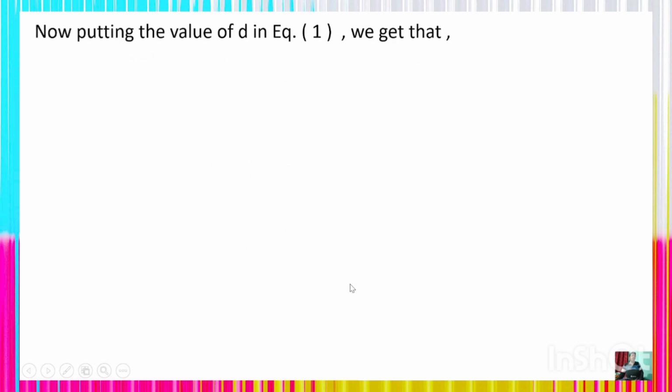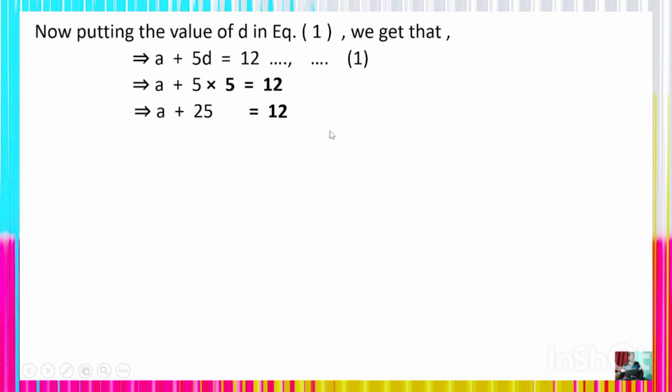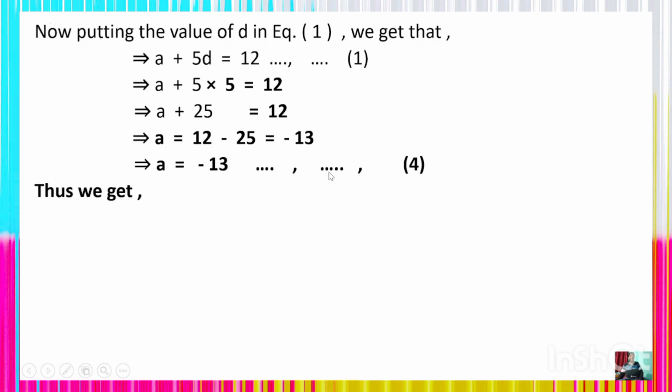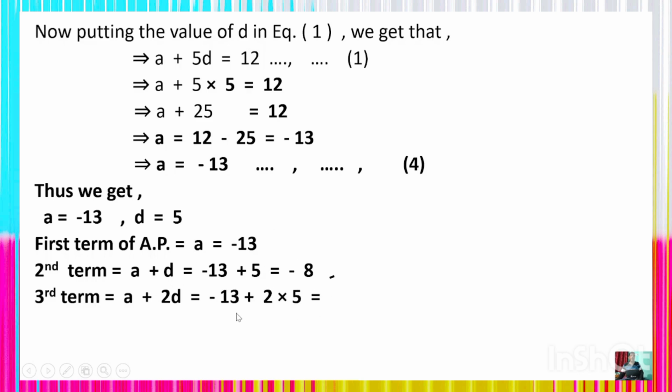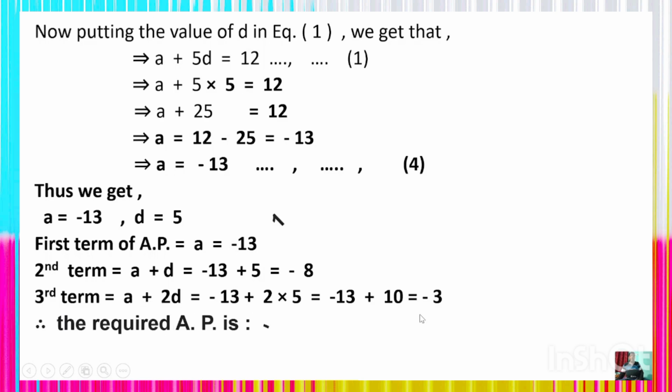Okay, understand? Now putting the value of D in equation 1, we shall get A plus 5D is equal to 12. A plus 5 into 5 is equal to 12. So A plus 25 is equal to 12, and A is equal to 12 minus 25, which is minus 13. Thus A is equal to minus 13, right? Thus we get the value of A and value of D. Now the first term of AP is A is equal to minus 13. The second term of AP, which is A plus D, is equal to minus 13 plus 5, which is minus 8. The third term of AP is A plus 2D, which is minus 13 plus 2 into 5, which is minus 3. Thus the required AP is minus 13, minus 8, minus 3.